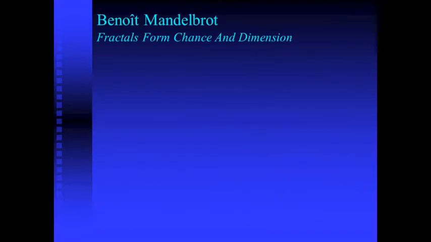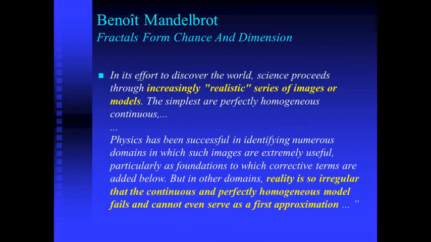At this point, it is good to remember that natural systems cannot always be described through simple models. Mandelbrot, in the introduction to fractal geometry, is very accurate when he says that what we do regularly in science, and we could also add in technology, is to use increasingly realistic models. We start from simple, continuous, homogeneous representations and then we add corrections in such a way that we get closer and closer to the correct solution. But there are domains in which reality, as Mandelbrot says, is so irregular that the continuous and perfectly homogeneous model fails and cannot even serve as a first approximation.